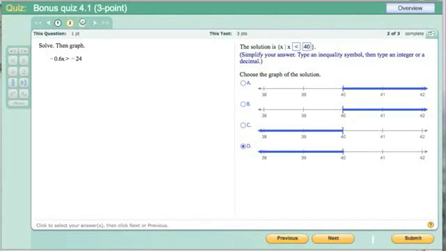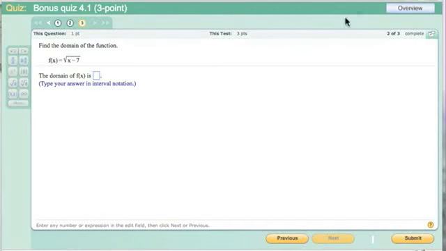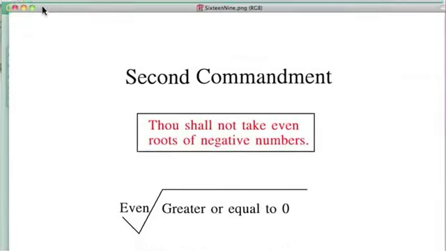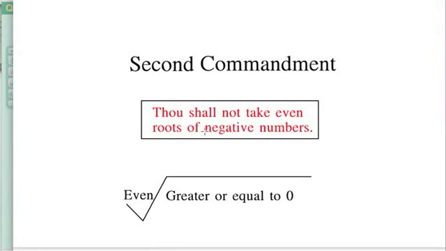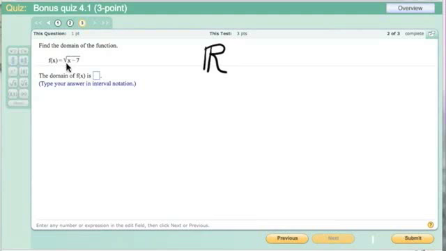And the last problem now. Now I did tell you that they're going to constantly be asking you for the domain of a function, and by default when you have just math, you're supposed to assume R, and then you look for any restrictions. We're not dividing by 0 here, so you might think the domain is all real numbers. But let me show you the second commandment of mathematics that says thou shalt not take even roots of negative numbers. In other words, if we're taking an even root, what's underneath the radical has got to be greater than or equal to 0.